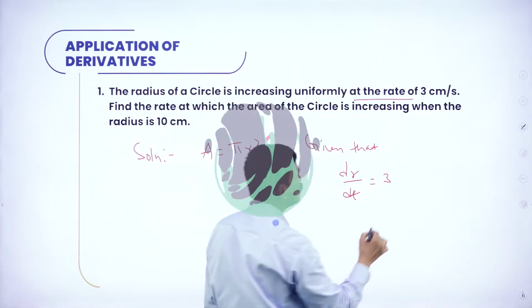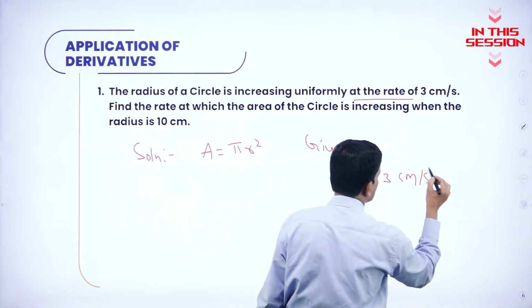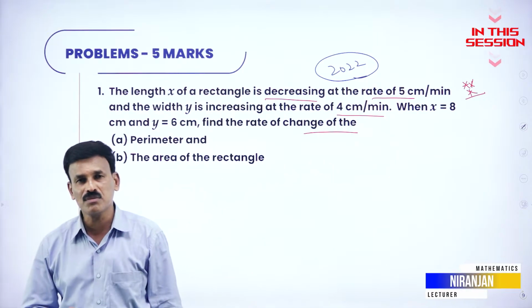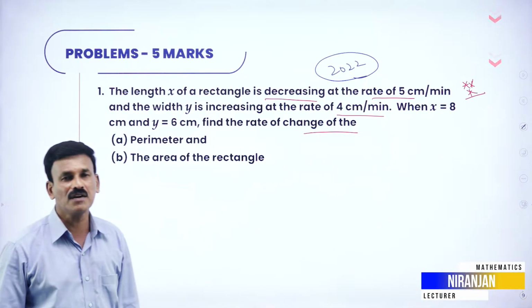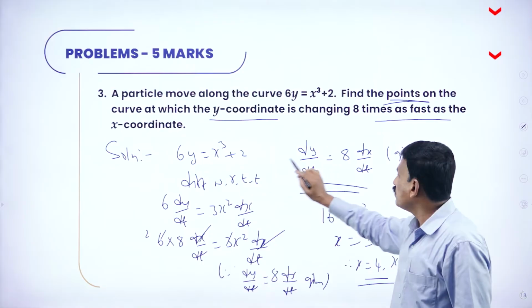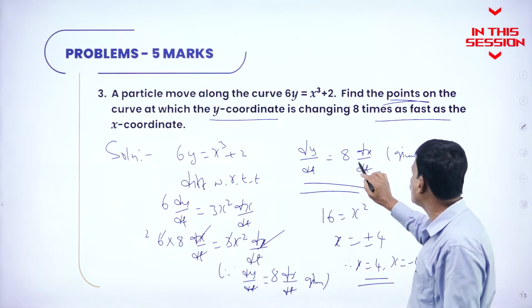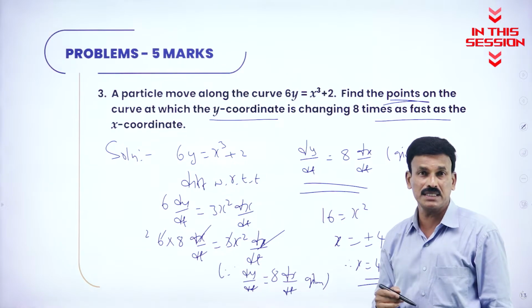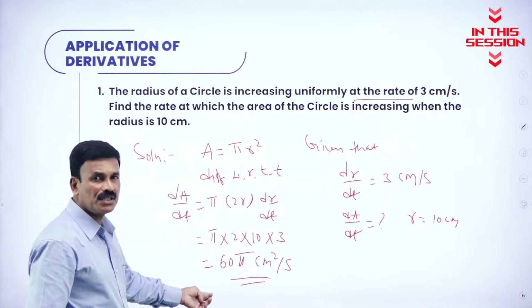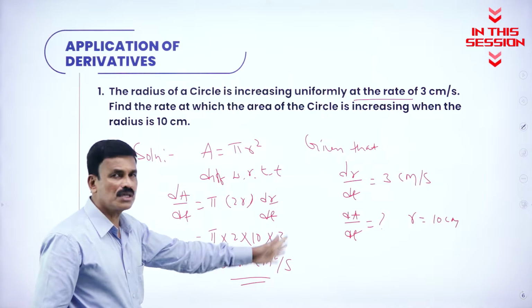dr by dt is equal to 3 centimeters per second. This is given. Here the perimeter of a rectangle is the sum of all the sides and the area of the rectangle is length into breadth. Y coordinate is changing means dy by dt is equal to 8 into dx by dt. The rate of change of area is 65 centimeters square per second.